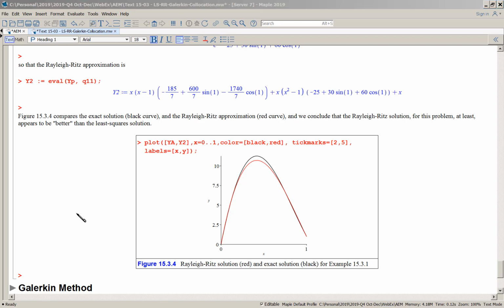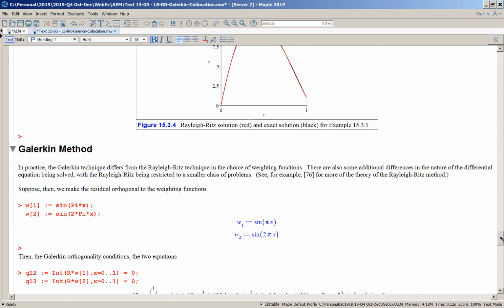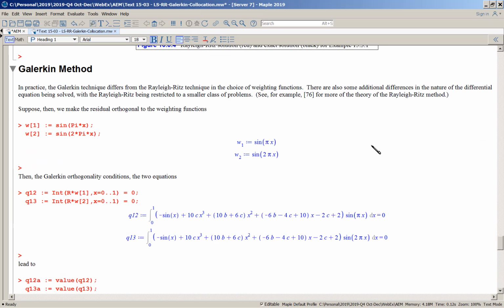Now, what about the Galerkin technique? How does that approach the residual? Well, in the Galerkin technique, basically what you do is you take any set of orthogonal or even orthonormal functions, and you make the residual orthogonal to as many of those basis functions as you can.